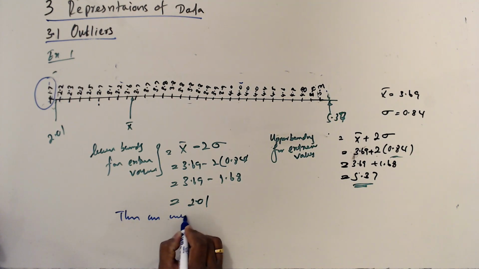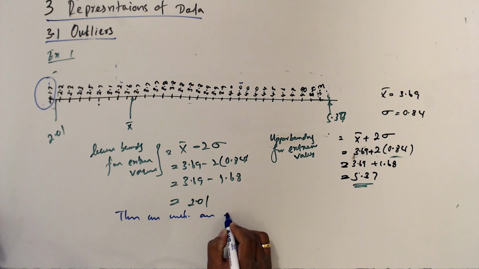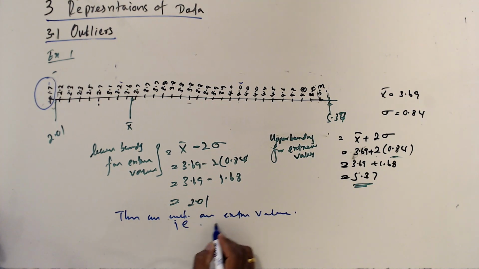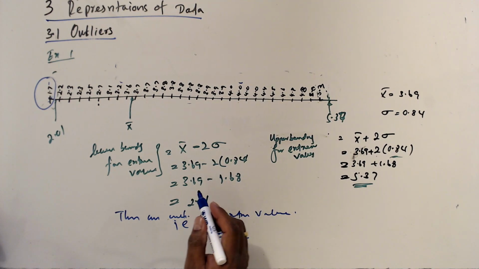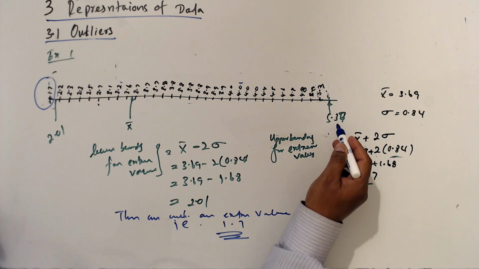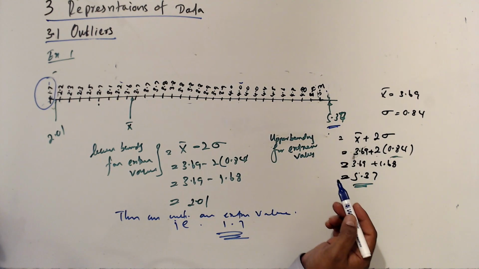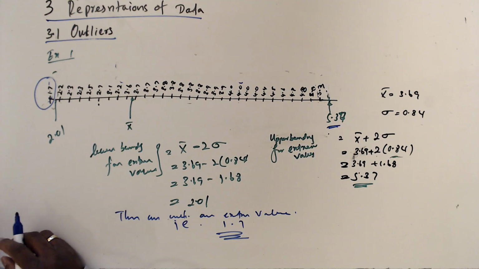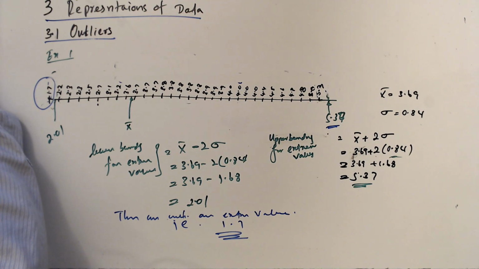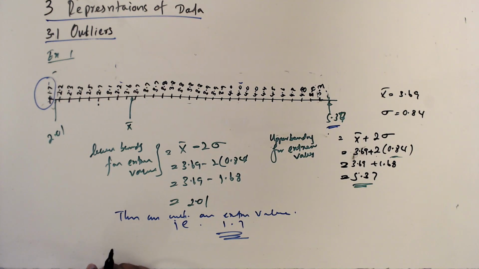So according to this, there is only one extreme value, that is 1.7. With the interquartile range we get 5.3 as well, but we will just miss this one with 5.37. Now we'll discuss exercise 3a.